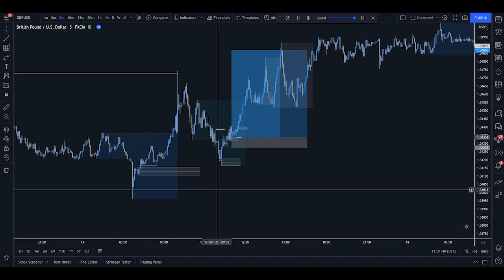So over the next few videos, I'm going to show you entries, targets, stops, and management, and then we will shift into a whole bunch of examples on the high time frame, the low time frame, and the Asia liquidity run trading.